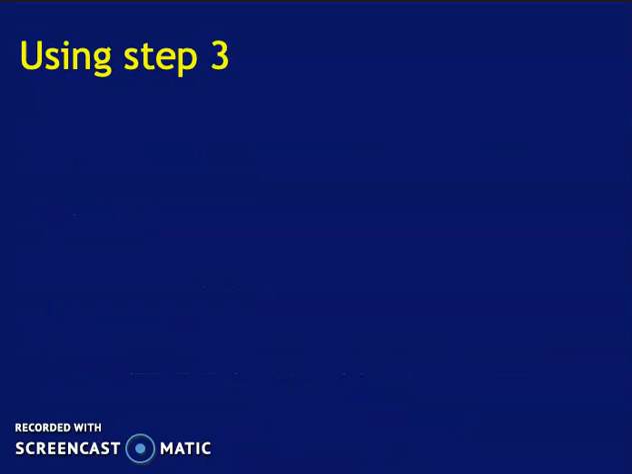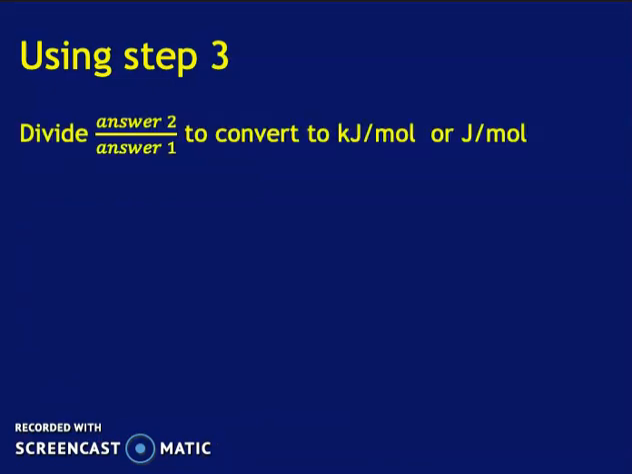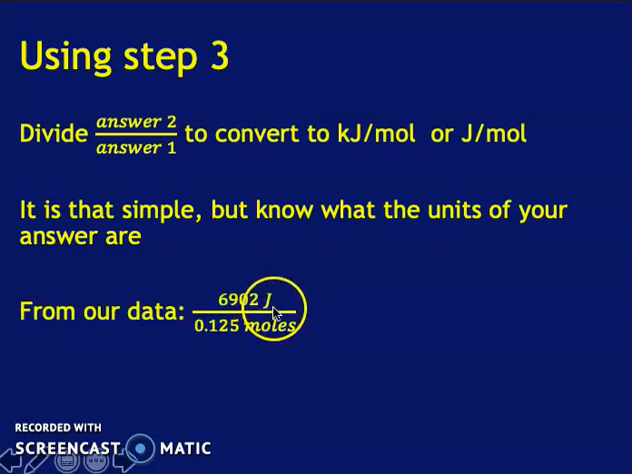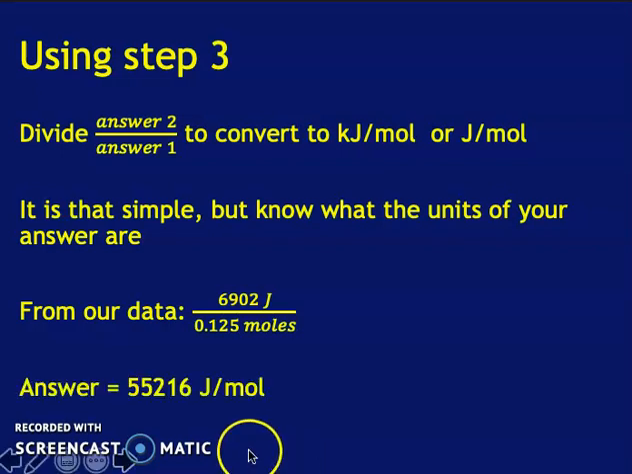Okay, so we're getting close to the end now. So in step 3, we are going to divide answer 2 by answer 1 to convert to either kilojoules per mole or joules per mole. It is literally that simple, but you have to know what the units of your answer are, because it dictates what happens in step 4. So from our data, we had answer 2, 6902 joules and 0.125 moles. Again, pause for yourself very quickly, do the piece of maths, come back to me. So when you've done that piece of maths now, the answer that you get should be 55216 joules per mole.